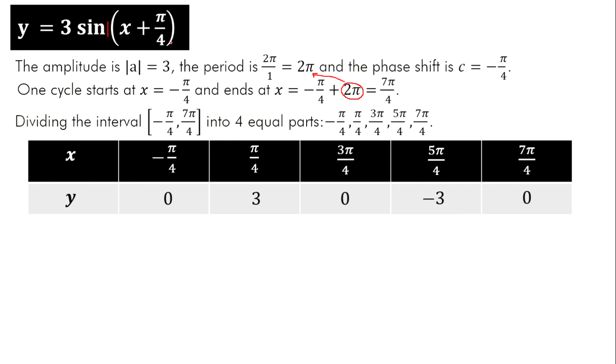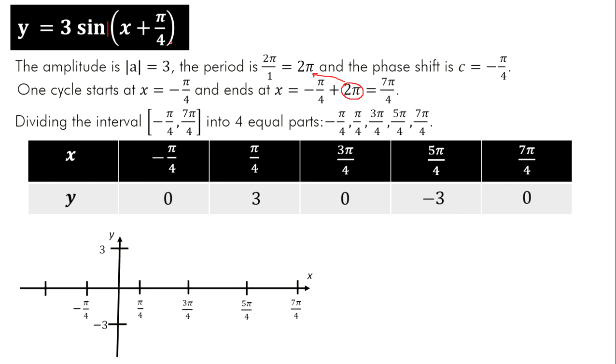Then, after that, again, we're going to plot this. So as you can see here, we have negative pi over 4 comma 0, pi over 4 comma 3, and then we have 3 pi over 4 comma 0, 5 pi over 4 comma negative 3, and then 7 pi over 4 comma 0. And then after that, again, just extend it with a smooth curve, then you'll obtain the graph of the function.